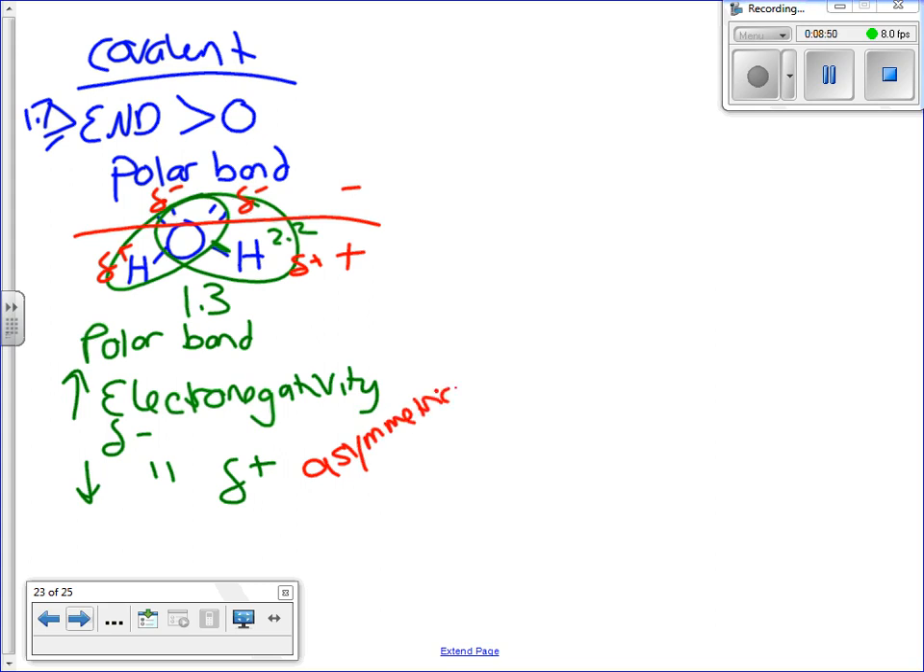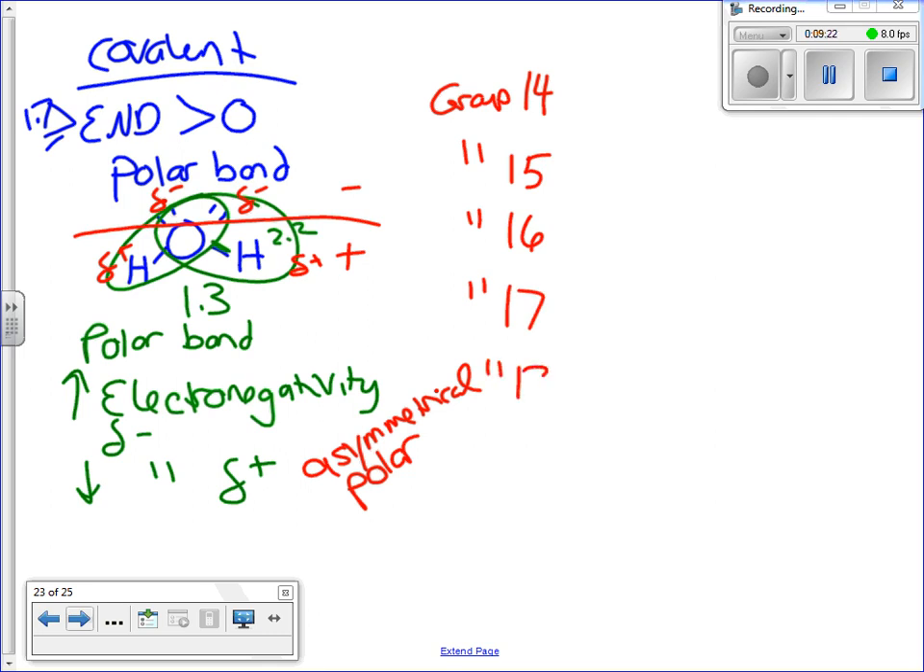Asymmetrical, polar; symmetrical, nonpolar. Okay? Now, how do you figure out the shape of a molecule? I'll tell you the Regents will ask you easy ones. The best way to remember that is based on the group. Okay? So this is the group in the periodic table. We're talking about the central atom. So group 14, 15, 16, 17. These are the 3 that you really need to know. We'll talk about 13 down here.